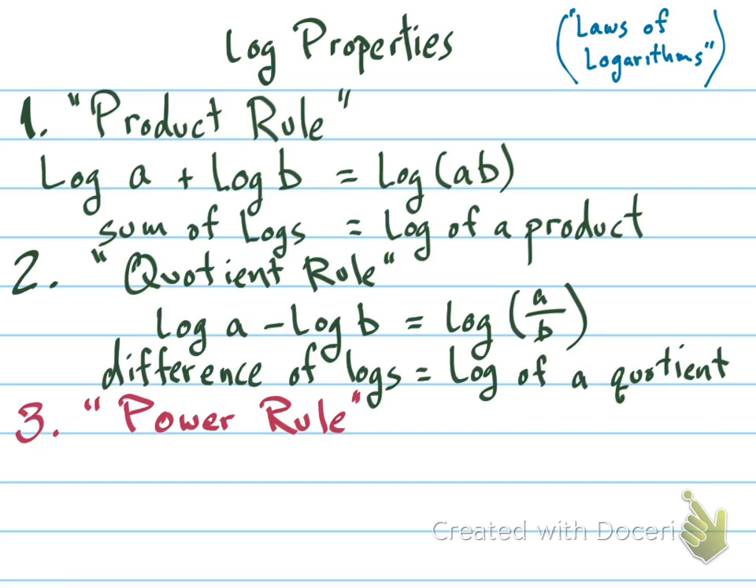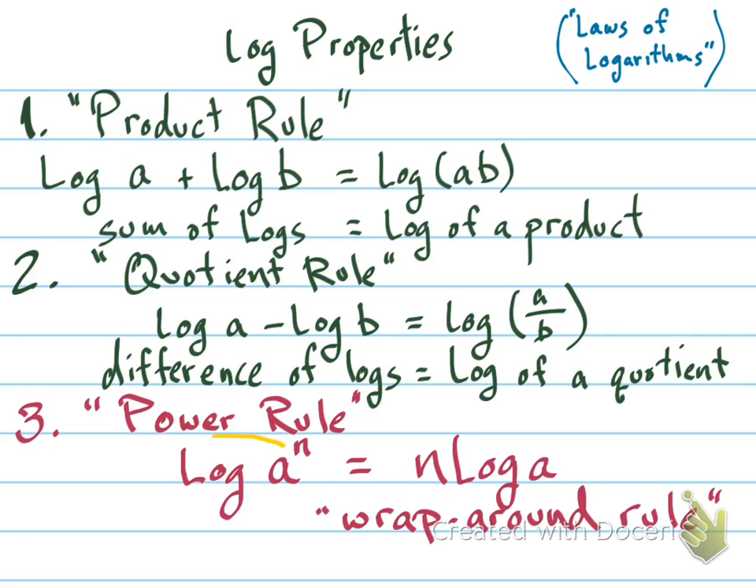Here's the third log property, sometimes called the power rule, and it looks like this. It's the log of a to the n power is equal to that power n times log of a. This is a really interesting little moment in mathematics. On the one side of the equation, that value n is an exponent. On the other side of that same equation, that value n is a coefficient. I don't know of another place in mathematics where that works out like that. So it's kind of a cool thing. Because of the way this looks on paper, sometimes people call it the wraparound rule. I think that's a pretty good name, actually. It kind of shows what that n value is doing as we manipulate the symbols around in these properties.